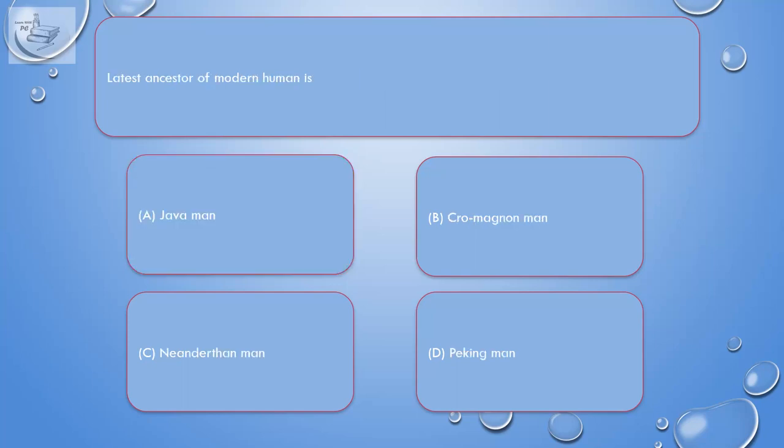Question: Latest ancestor of modern human is A. Java man, B. Cro-Magnon man, C. Neanderthal man, D. Peking man. Correct answer is B. Cro-Magnon man.